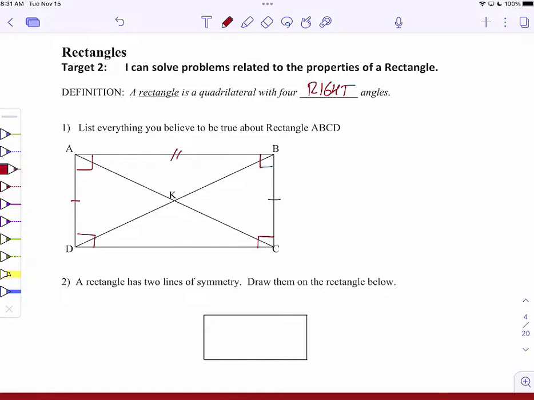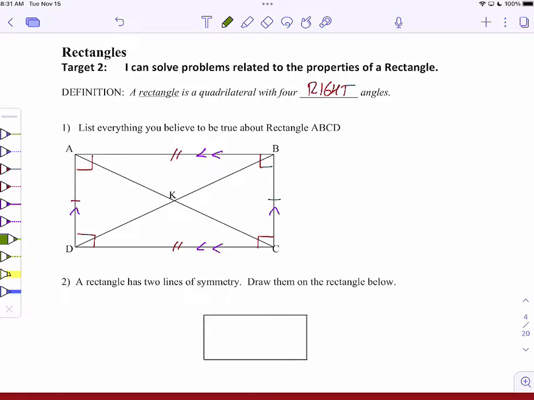That's a parallelogram property. Opposite sides are parallel. That's obviously a parallelogram property. Opposite angles are equal, but they're all right angles. So all the angles are equal. We know that all the angles add up to 360, which makes sense. If there's 4 90s, that's a 360. Now, there's something special about the diagonals here. The diagonals bisect each other like they do in a parallelogram.